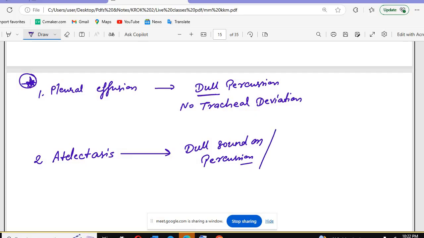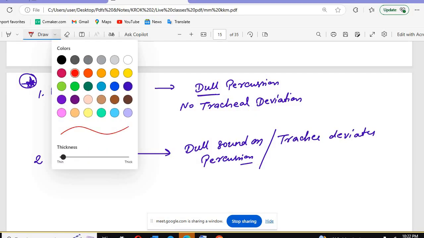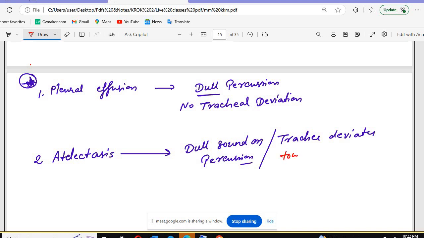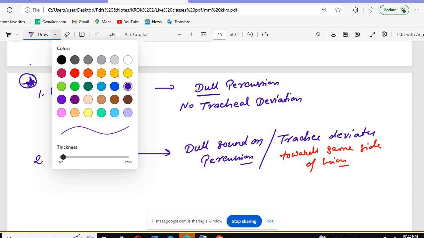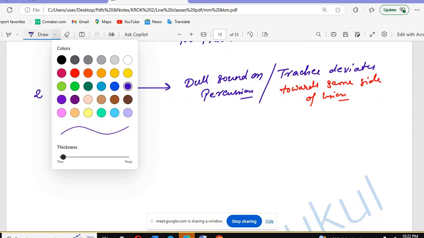And along with that, you see the trachea will deviate towards the side of the lesion, towards the same side of the lesion. That is what we have in atelectasis.